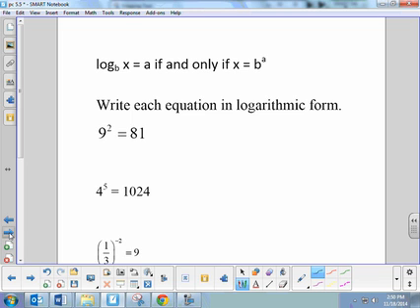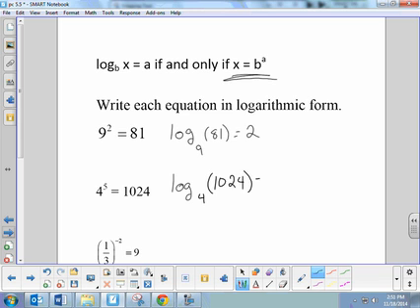Well, in this case, we're given the exponential form, and we want to write it as a logarithm. So that would be log, and my base is going to be 9, of 81 equals 2. Here, I'm taking the log, my base is 4, of 1024, and that's going to equal my exponent, which is 5.